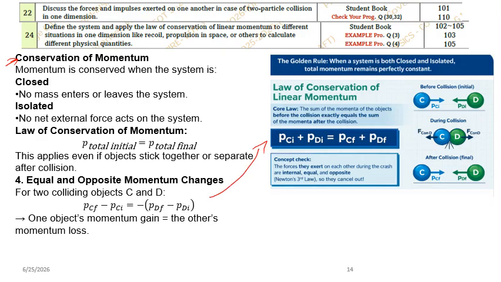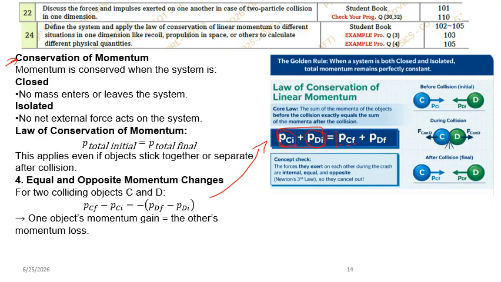What is the idea of this particular equation? P_Ci. What is P_Ci? P means momentum, C means C ball, and i means initial. So this is the initial momentum of the C ball. And this is the initial momentum of the D ball. Together we call this the initial momentum before collision. Similarly, look at the other, P_Cf. P is momentum, C ball, and f is final. So this is the final momentum of the C ball. And this is the final momentum of the D ball.